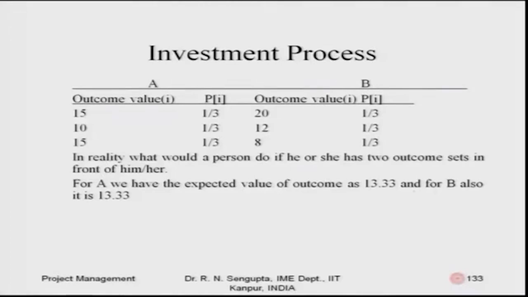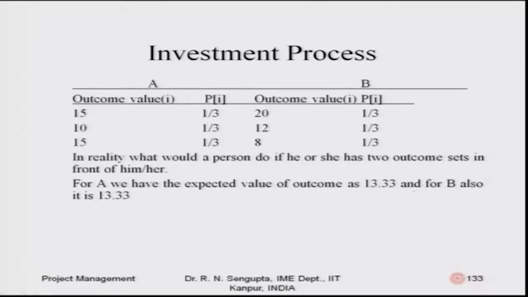So the values which are there, 15, 10, 15, 20, 12, 8, are what is the net worth, not the 100 rupees we are trying to utilize. The corresponding probabilities are given: for 15, 1/3, 10, 1/3, 15, 1/3. Similarly, for the second machine or second decision, it is 20, 1/3, 12, 1/3, 8, 1/3. Now the question may arise: why didn't I combine 15, 1/3 and 15, 1/3?